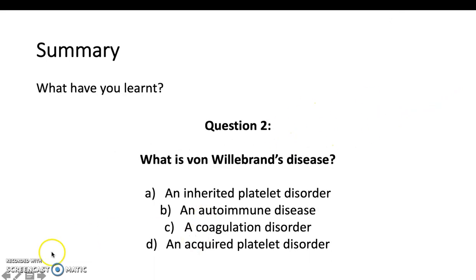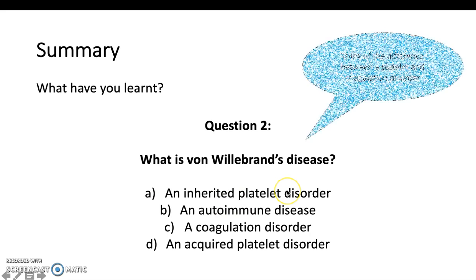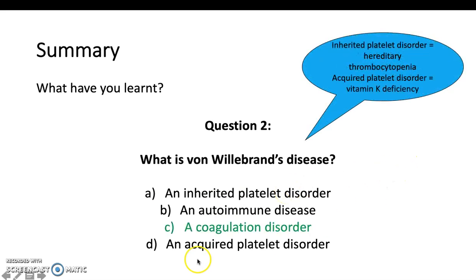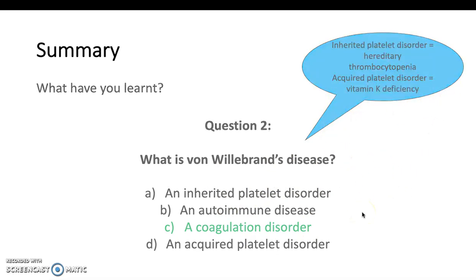So what is von Willebrand's disease? Again, think about coagulation or platelet disorder. Okay, so it's a coagulation disorder. Remember that von Willebrand's and haemophilia are both coagulation disorders. Platelet is thrombocytopenia. An acquired platelet disorder is vitamin K deficiency.